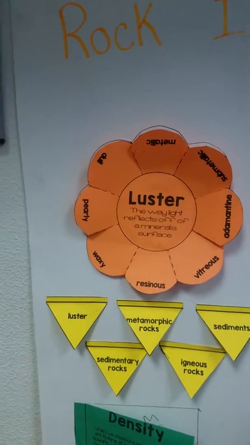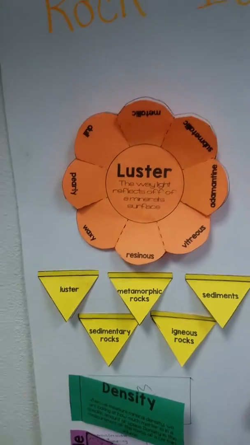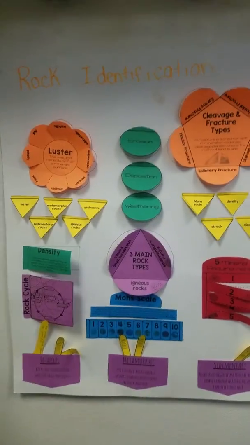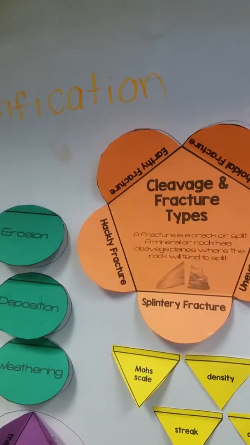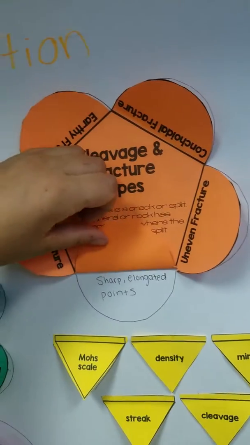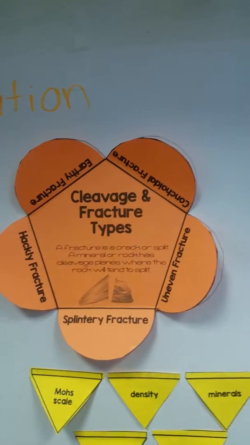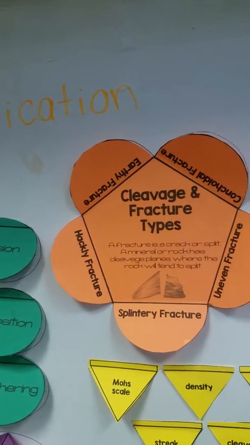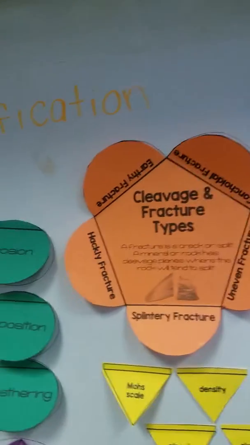This activity might be best working in groups to kind of ease it, and you would want multiples of these if at all possible. So they would also determine the cleavage and fracture types. So how does it break? And if they can't break it, they're going to just try to look and see how it already has broken. This is a very important way to determine a rock.